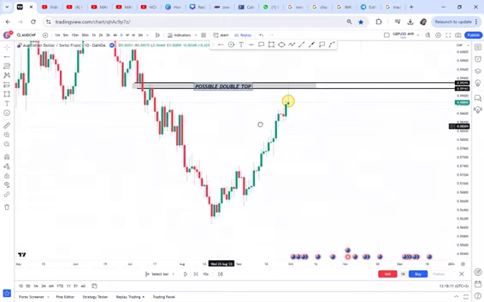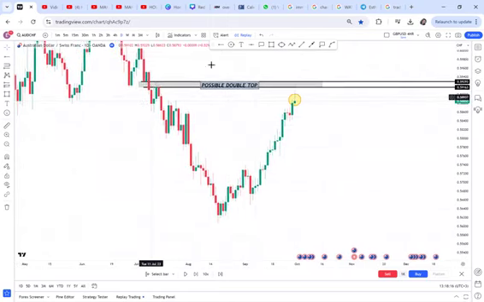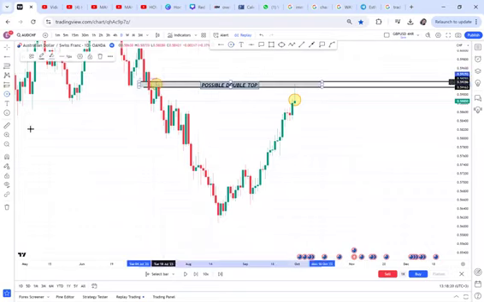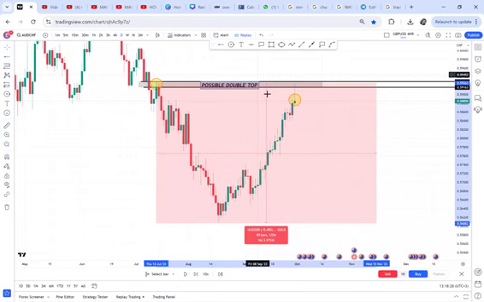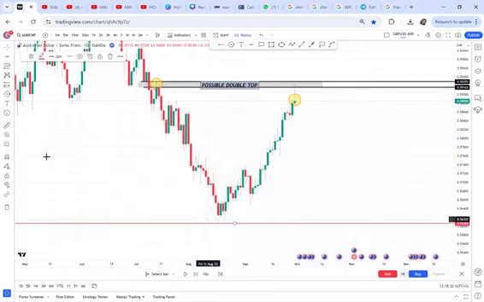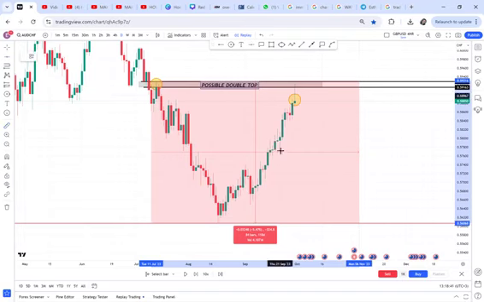Now, once you have the possible double top, you need to identify your neckline. So how do you identify your neckline? From the first attempt, you mark your lowest point. So from my first attempt, where is my lowest point? This is my lowest point. So I will come and mark my lowest point like that. And then from my first attempt, every time we are dealing with the first attempt, you will mark your half.